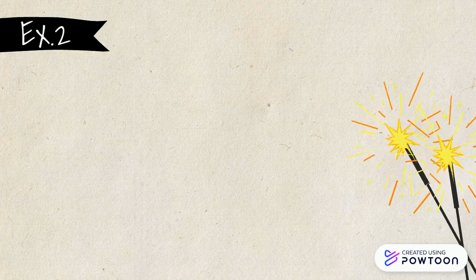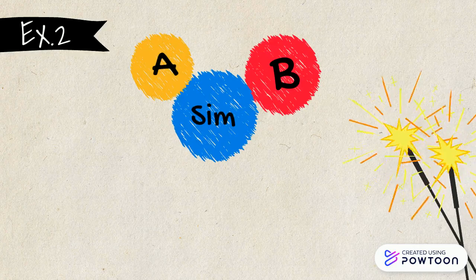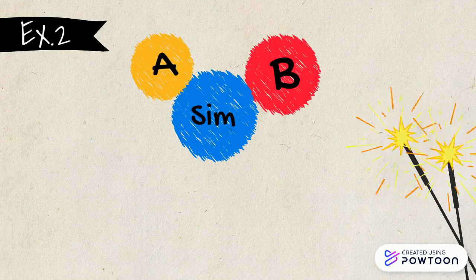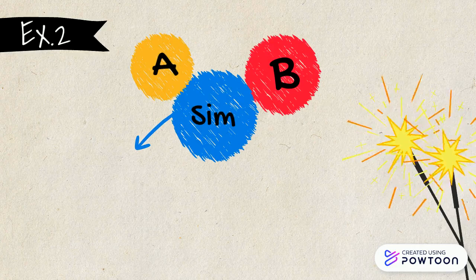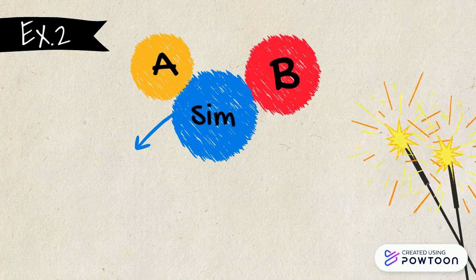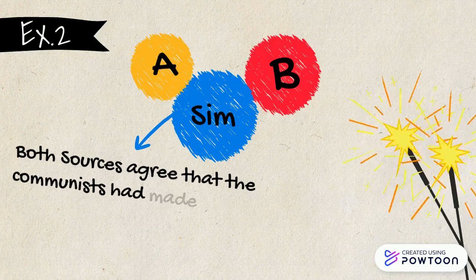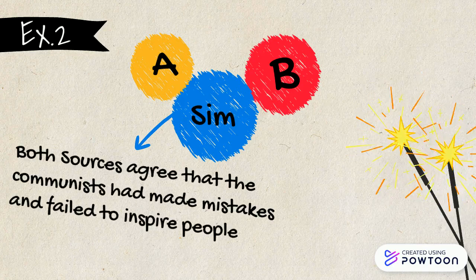Likewise, in the case of similarities, you will need to identify the points of agreement. In this case, if the sources state literally the same words, you just mention these ones. For example, both sources agreed that communists had made mistakes and failed to inspire the people.